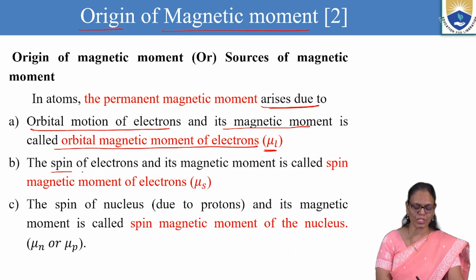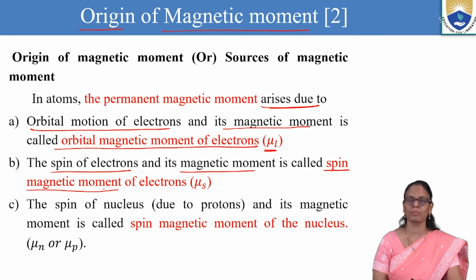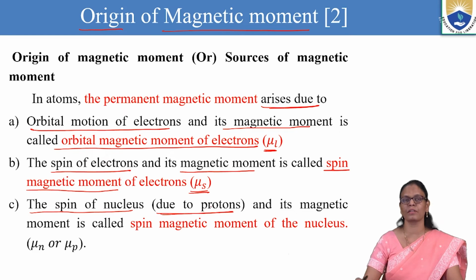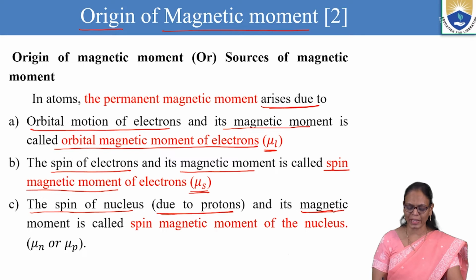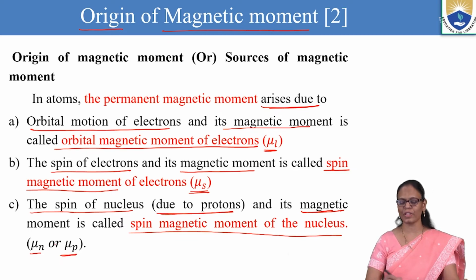Then it also arises due to the spin of the electrons. The magnetic moment due to the spin we call the spin magnetic moment, denoted by mu S. Mu S represents the magnetic moment due to the spin of the electron. And then the spin of the nucleus, that is the protons, majorly contribute to this magnetic moment. This is called the spin magnetic moment of the nucleus, mu N or mu P. So we have three things: mu L, due to the orbital motion of the electron; mu S, due to the spin of the electron; and mu N or mu P, due to the spin motion of the nucleus.